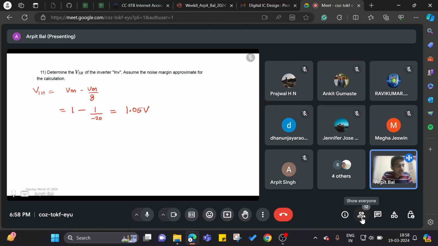Next we were supposed to calculate what is the VIH of the inverter, using the formula that we observed in week 5. VIH is equal to VM minus VM by G, that is 1.05.